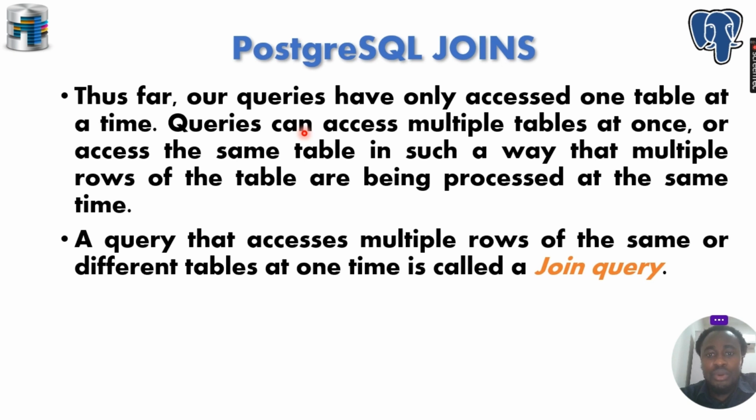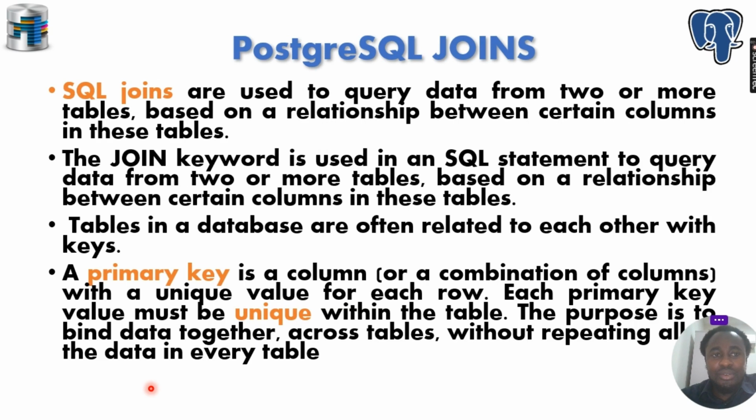The query that can help us access multiple rows, of the same or different tables, is what we refer to as join queries. In SQL, joins are used primarily to query data from one or more tables, based on the relationships that exist between several columns in those tables. And the tables ought to have a column that has a relationship with another table.